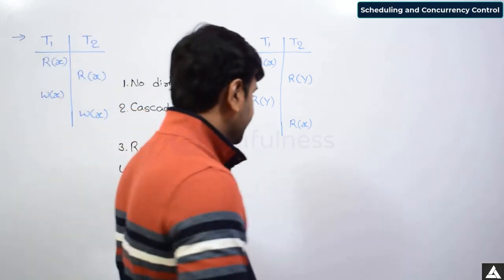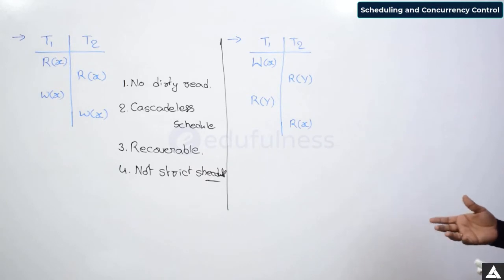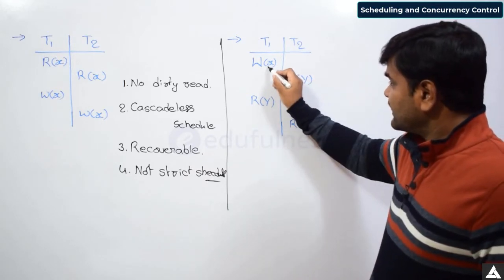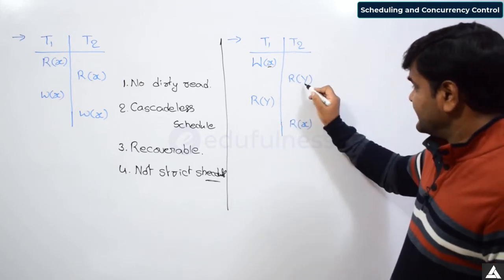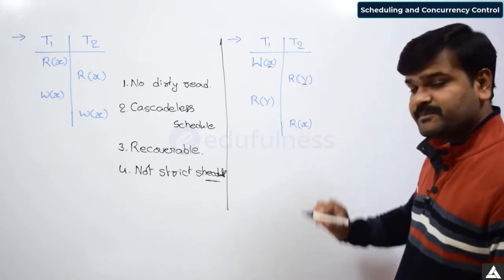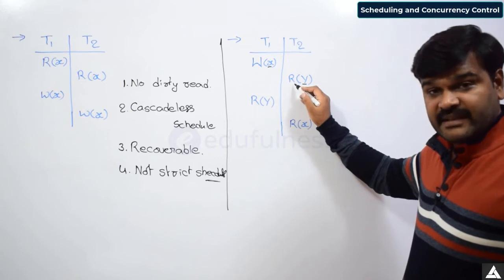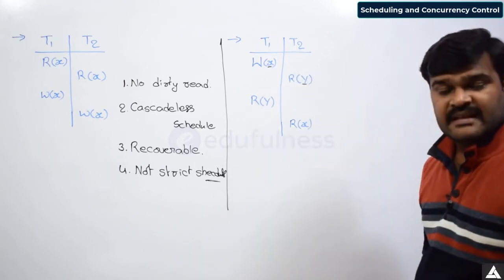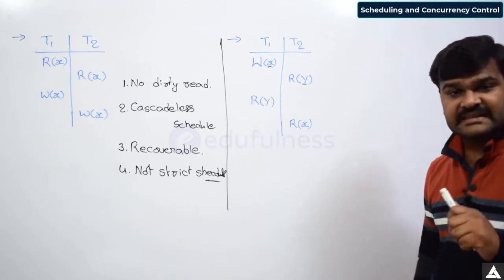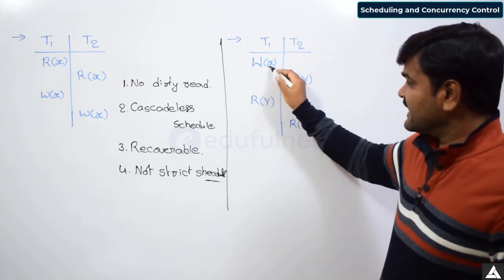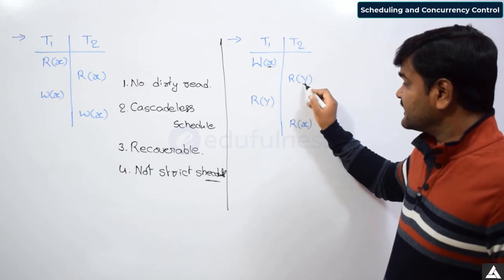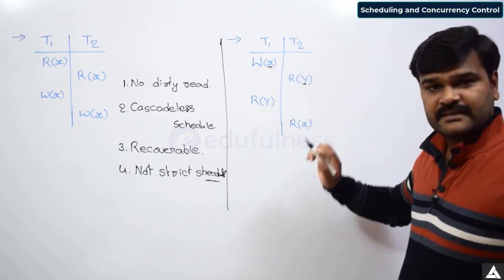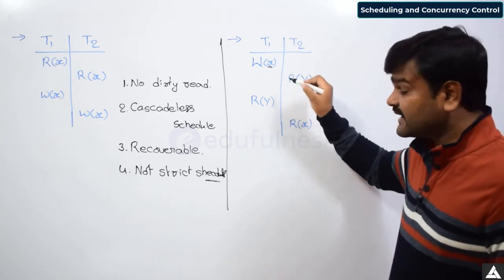Try to identify whether there is a dirty read or not, the first thing. You can see here a write operation on x and here a read operation on y. Here it is reading an item, but don't think that it is reading the same item. It is a dirty read only when it is reading the item that was written. Here it is writing x and reading y. The write is on one data item and the read is on a different data item, so this is not at all a dirty read.